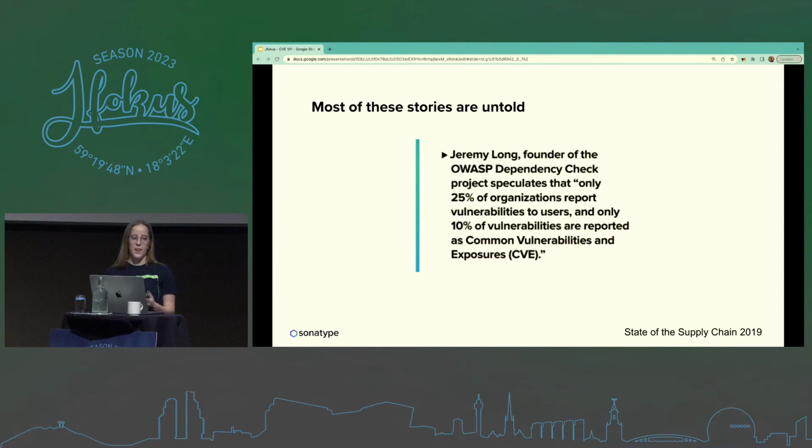So I find these kinds of stories pretty interesting because it brings me into a world that I'm not so familiar with as a software developer. But most of these stories you just don't really hear about at all. In fact, it's estimated that only about a quarter of organizations actually publicly report the vulnerabilities that they're fixing. And only about 10% of those actually end up as CVEs. So it makes it pretty difficult for projects to stay on top of security, since a lot of it is really unknown.